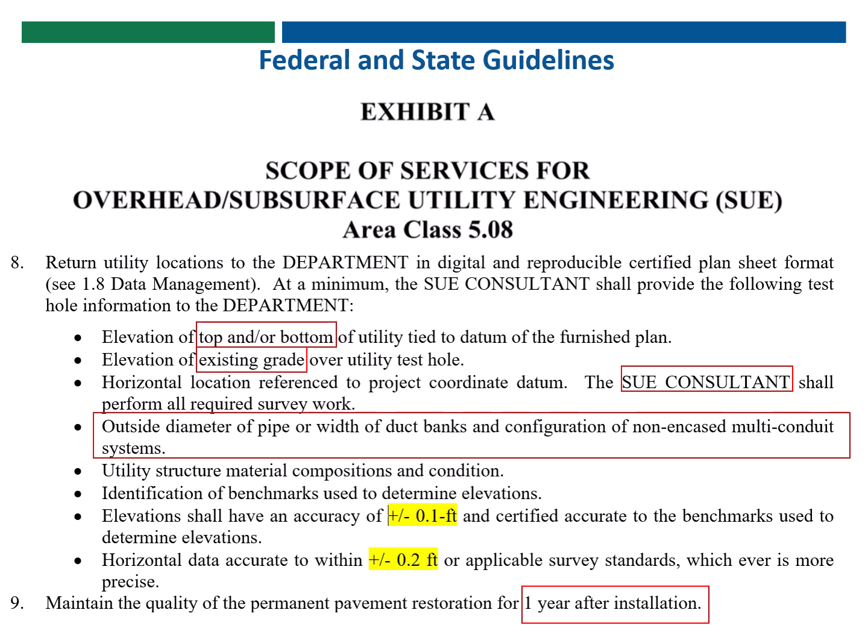Outside diameter of the pipe or width of duct banks and configurations of non-round multi-duct systems. And of course, moving down to the vertical and horizontal accuracy tolerances. So the elevation, which is the vertical tolerance, is 0.1, which is in compliance with 38-22, and the horizontal accuracy tolerance is 0.2 feet. Last but not least, the consultant is responsible for maintaining that pavement restoration for 1 year after installation.